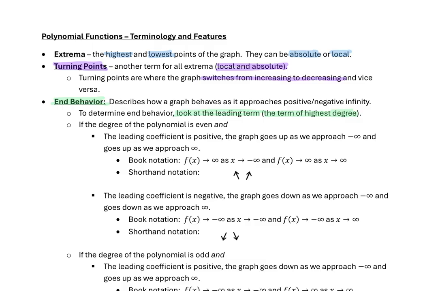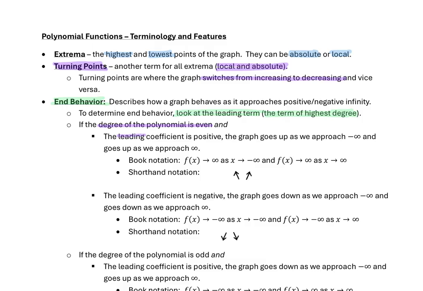The leading term we saw had two things in it. It had a coefficient, which we called the leading coefficient, and then it had the degree. When we talk about degree, we have two possibilities that we're going to consider. The first one is if the degree of the polynomial is even. This means the largest exponent. If the largest exponent is even, we have two possibilities.